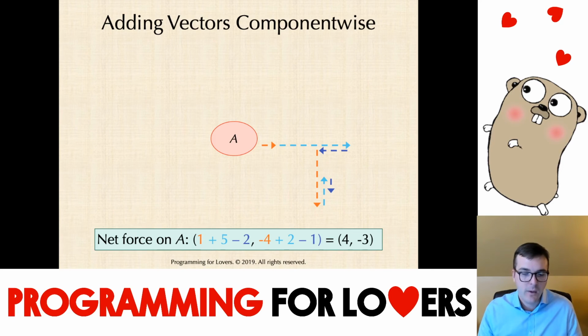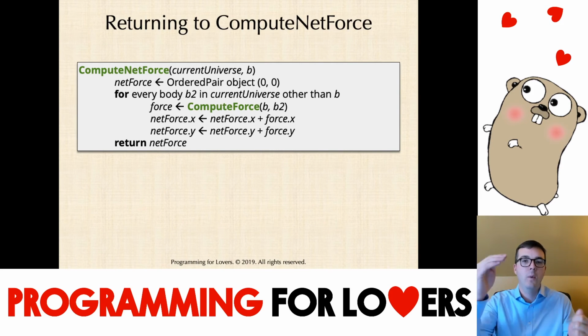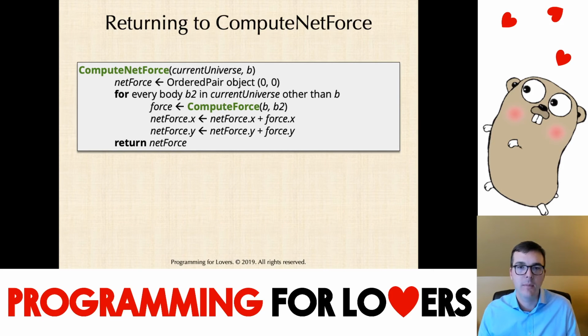Okay, so this will allow me to come back to my pseudocode for ComputeNetForce, where I start with an ordered pair object that's going to contain this net force. It will have x component 0 and y component 0 at the start. At the end, that's what I'm going to return, that net force ordered pair. So it's going to say what is the net force's x component, what is its y component, and this is acting on body B by everything in the current universe. So that explains our 2 parameters there.